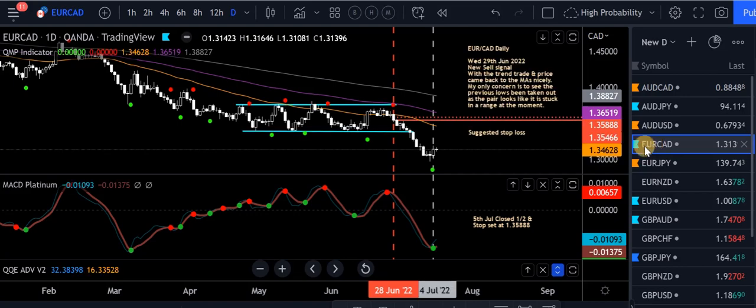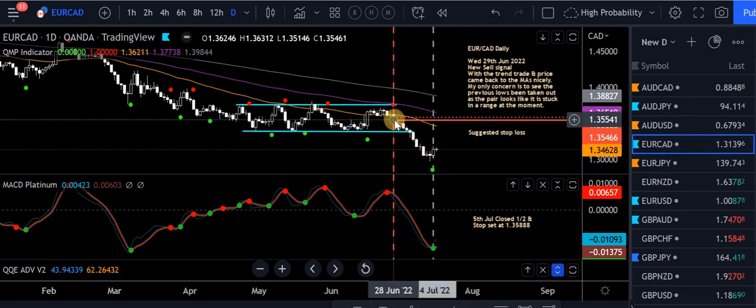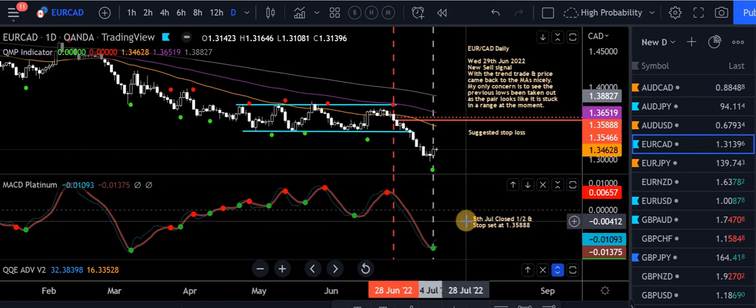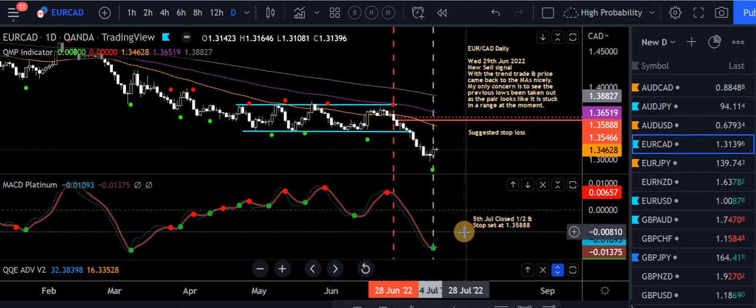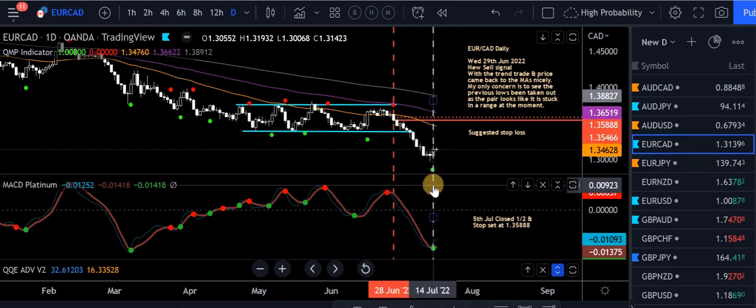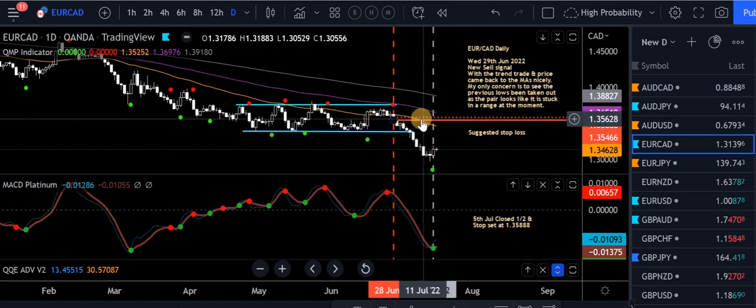EURCAD, we're in a sell here, going well. You can read my notes. On the 5th of June, we closed half and we moved the stop down, so we can't lose on that. Now, I probably should have brought my stop down, but I might just leave the stop where it is at the moment.